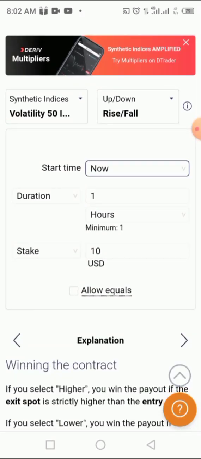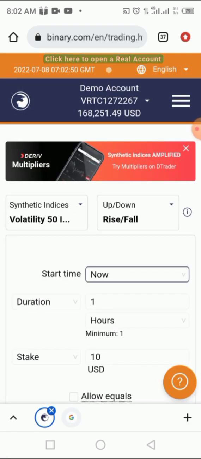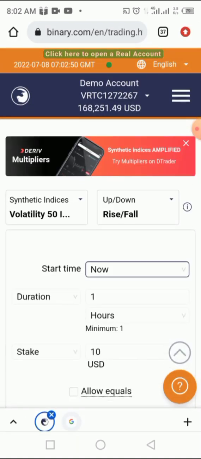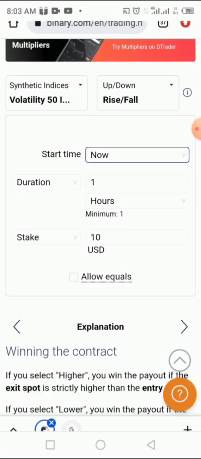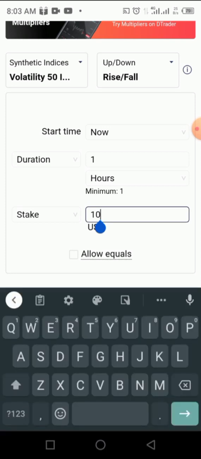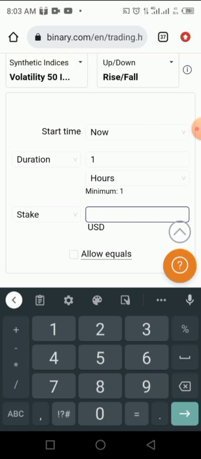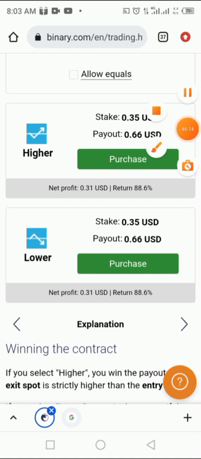Secondly, there's something I needed to show you again. My network is back. Okay. Remember this stake here. You can see here, the minimum you can invest on volatility is 0.35 cents. That's the minimum you can invest there. I'm telling you, 35 cents.